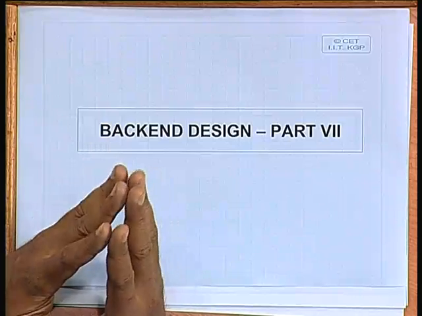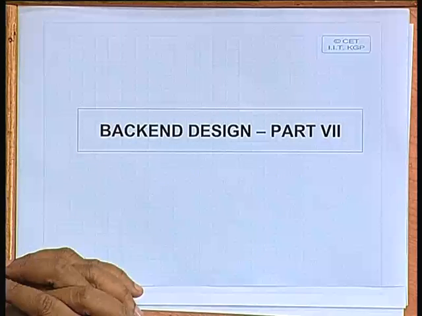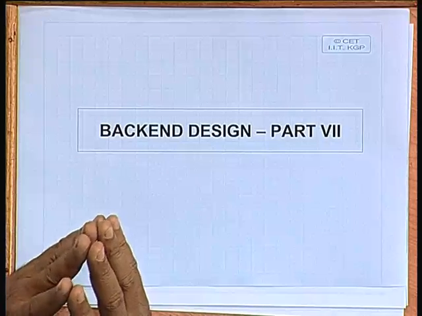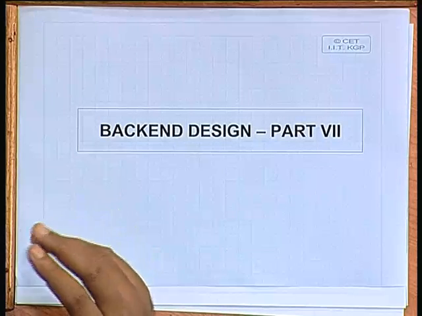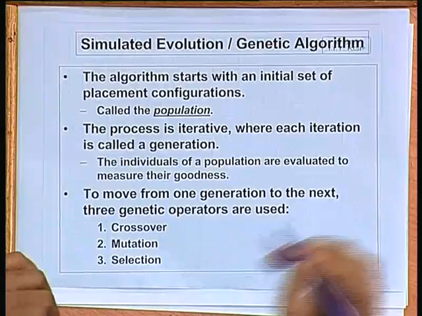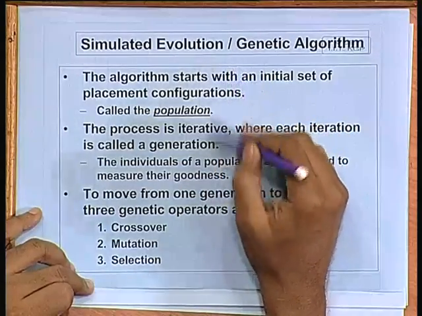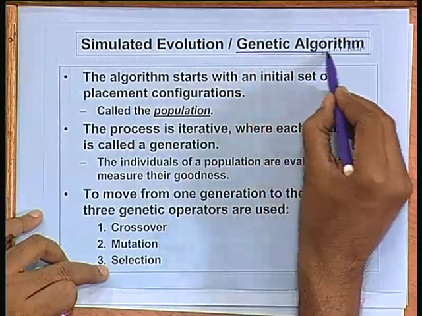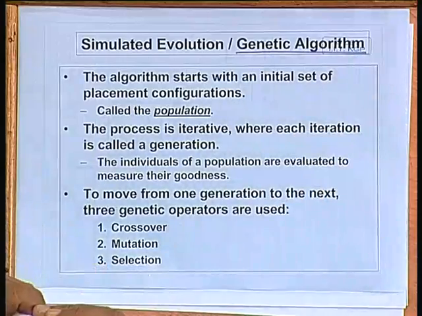So, in our last lecture we had talked about the simulated annealing method of placement. Today we shall be looking at a number of other methods which also have been attempted to solve the placement problem. The first method we look at is something called simulated evaluation.